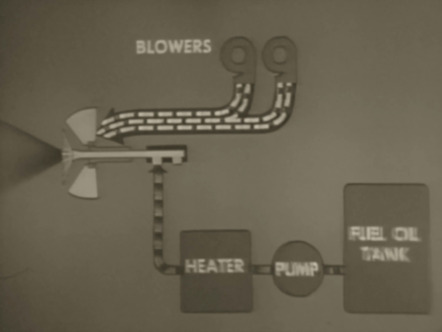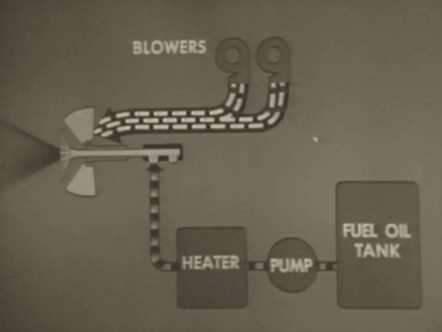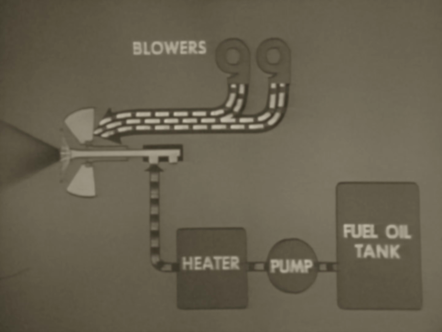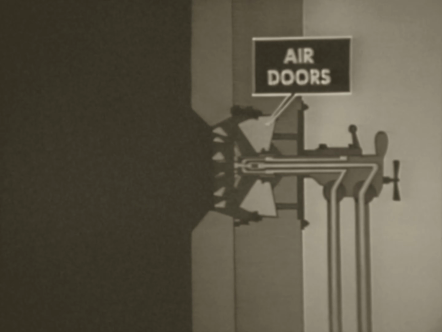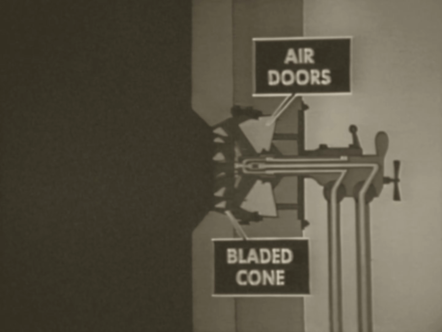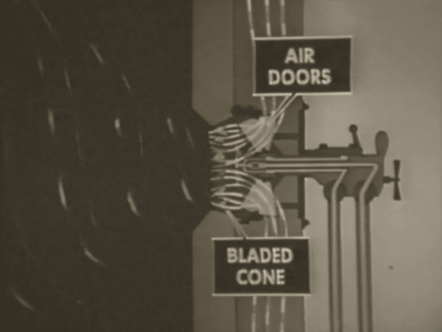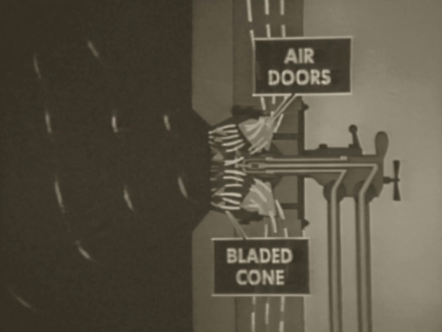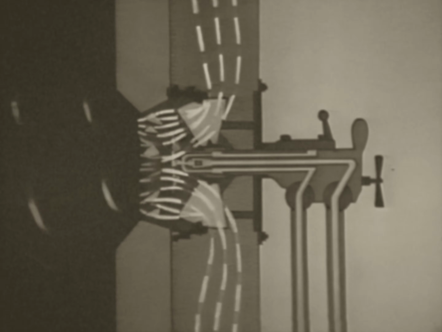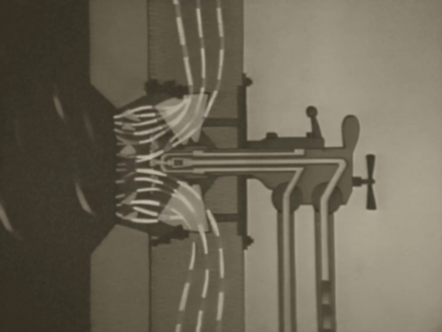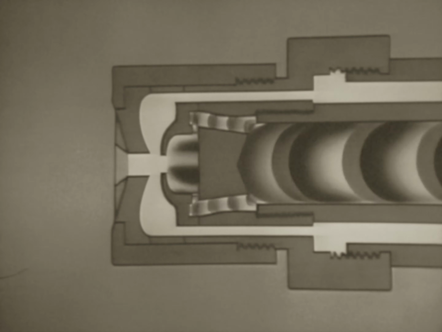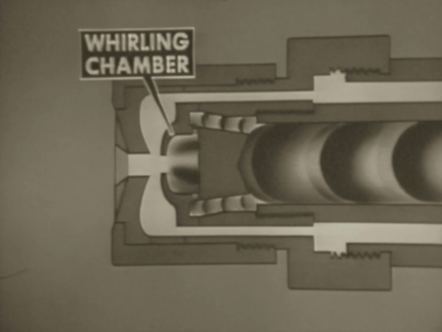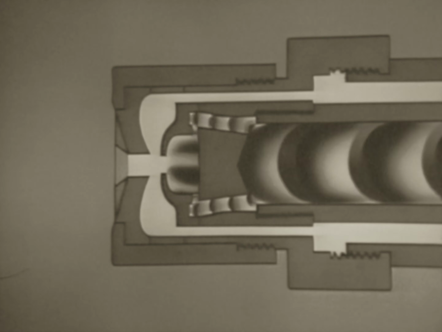In this type of burner, only part of the oil that goes through the burner is actually burned. The remainder returns to the fuel oil pump. Air doors and a bladed cone give the whirling motion to the air that enters the register to mix with the oil, as in the burner seen previously. The oil, heated and under pressure, is forced through the inner tube of the burner barrel to the sprayer plate, where the oil is rotated in the whirling chamber. The oil leaves through the sprayer plate orifice.